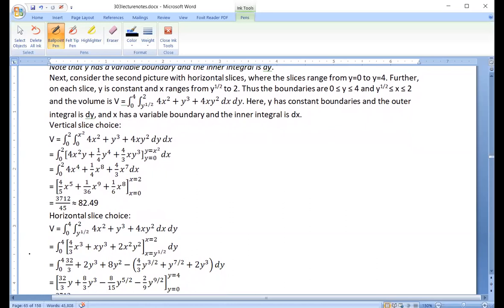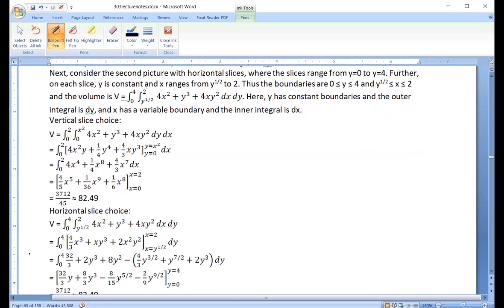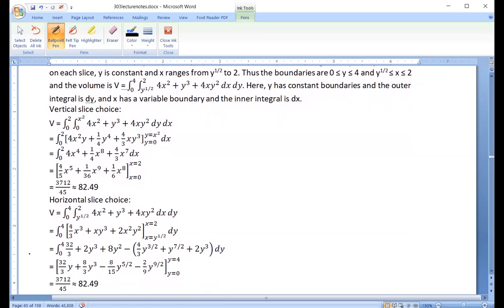The only thing that simplifies is the 2y cubes cancel. And then we integrate, and you get this, and now evaluate from y equals 0 to y equals 4. Do the calculation, and you get 3712 over 45. You get the exact same answer.